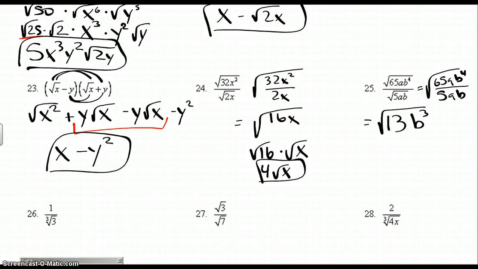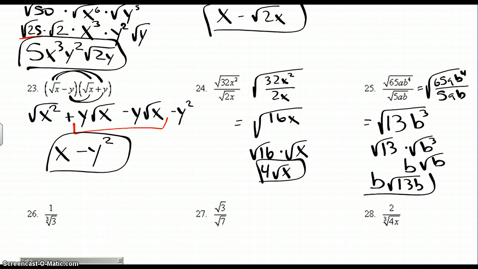And now I'm going to simplify each part. The square root of 13 times the square root of b to the 3rd. We can't simplify the square root of 13 anymore, but we can simplify the square root of b to the 3rd. So we can pull 1 out because 2 goes into 3 one time, and then we have a remainder of 1b. So now my final answer is the b out front and the square root of 13b.